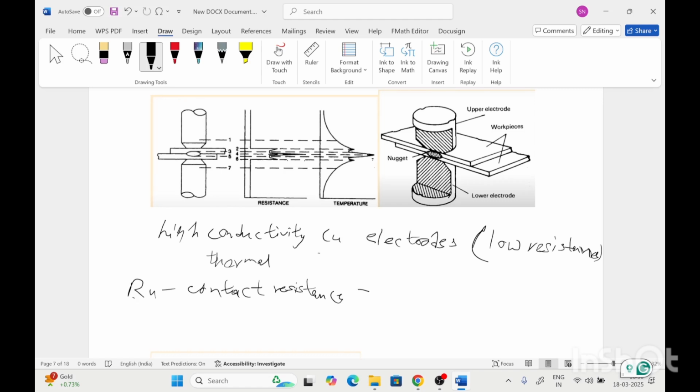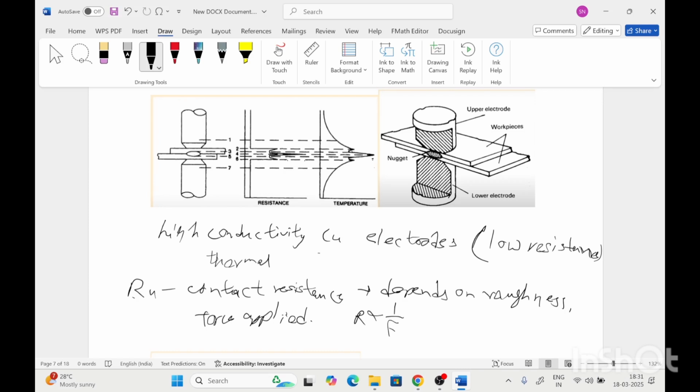It depends on thickness, roughness, and force applied. As the surface roughness is high, resistance will be maximum, and the resistance is inversely proportional to the force applied, meaning for lower force the resistance will be high.